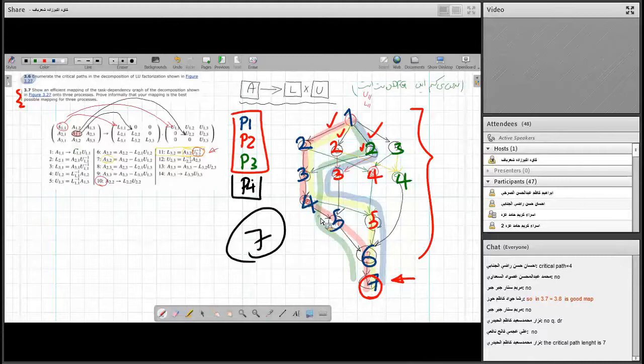Yes, the critical path length is 7. Yes, we have 4 critical paths.